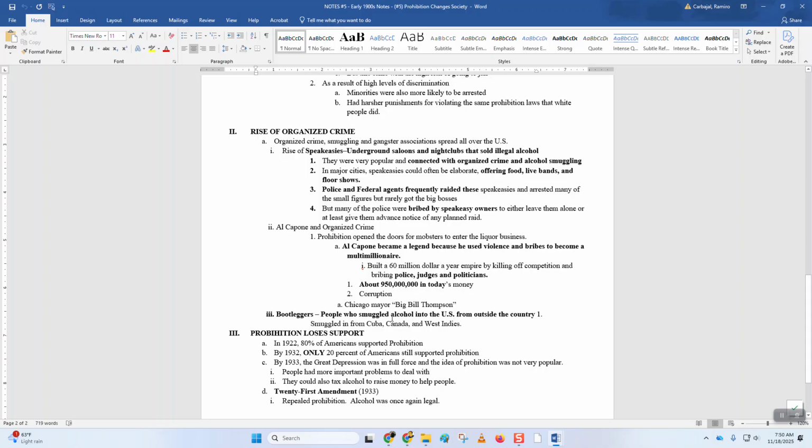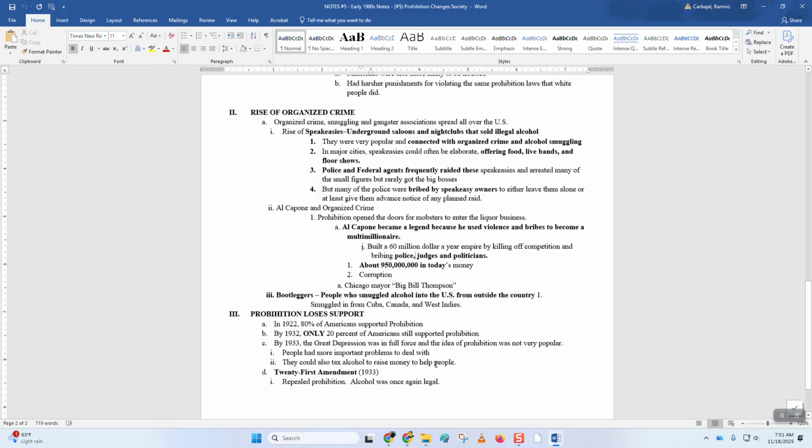Bootleggers are people who smuggled in alcohol illegally from outside the country. You could either smuggle them in from Cuba, Canada, West Indies. It's on a boat. It's hidden on a truck. And you know how all those things that you hear stories of how they try to smuggle drugs in at the border? Those stories are all examples of where they learned from these bootleggers back in this era, except they weren't sneaking in drugs, they were sneaking in alcohol.